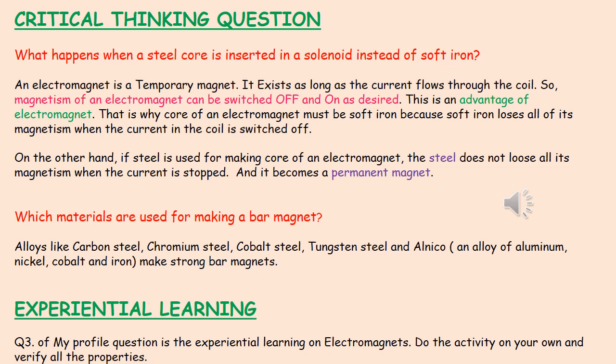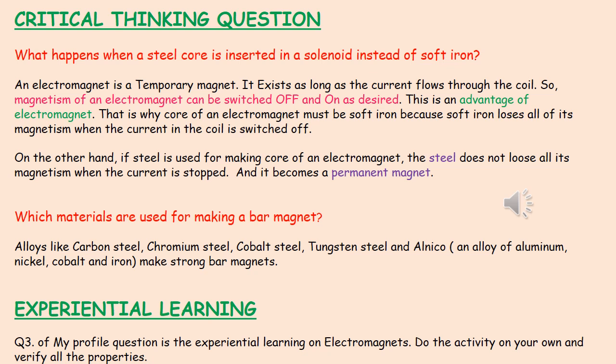We know that an electromagnet is a temporary magnet. It exists as long as the current flows through the circuit. So the magnetism of an electromagnet can be switched off and on as desired. This is actually an advantage of an electromagnet. We can use it according to our requirement. That is why the core of an electromagnet must be soft iron, because soft iron loses all of its magnetism when the current in the coil is switched off.